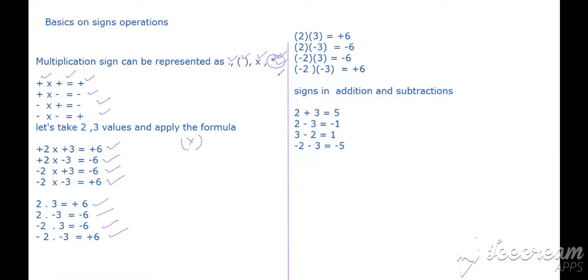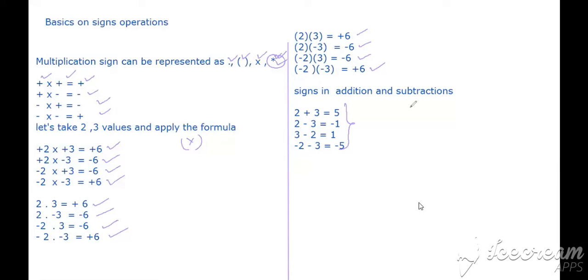Now let's apply the bracket. We can apply the bracket also: plus 2 into plus 3 is plus 6, 2 into minus 3 is minus 6, minus 2 into 3 is minus 6, minus 2 into minus 3 is plus 6. And this is fine. But most of the students make mistakes in these particular areas, so let's have a focus on that.